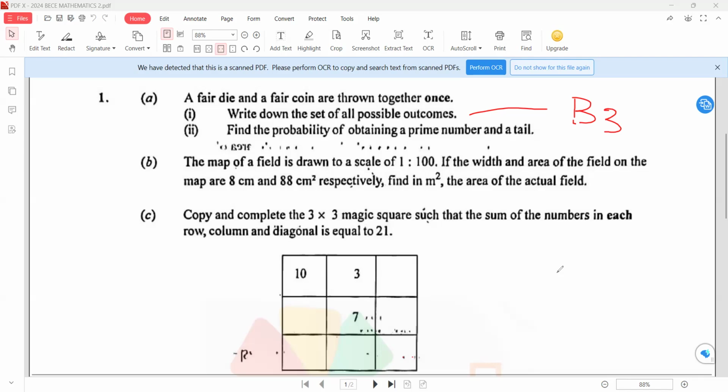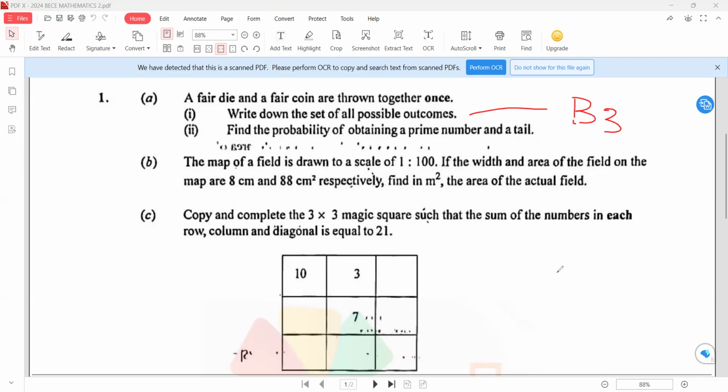1B: the map of a field is drawn to a scale of 1:100. Find the area of the actual map. So some would find the length using the 88 divided by the 8, and they will have 11 cm for the length. Dividing, you have M1 for that, and then accuracy, which is the answer, you have A1 for the 11 cm.